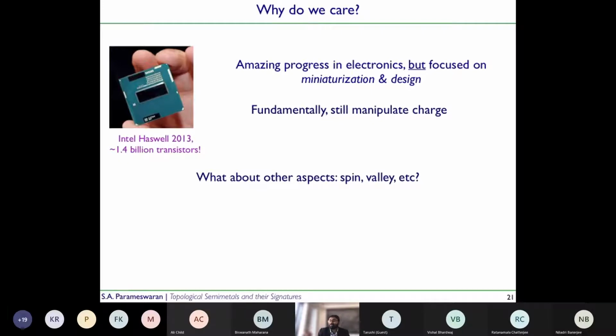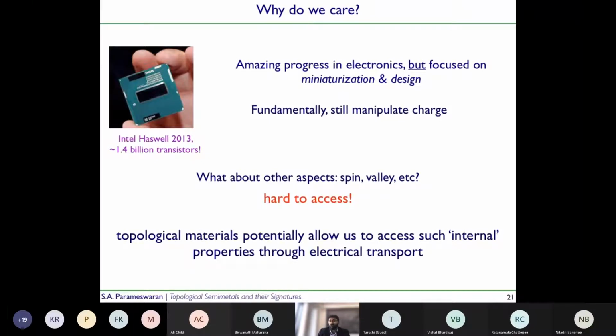But we know that there are other aspects of semiconductor devices. Electrons carry spin, they carry valley quantum numbers, they carry a lot of other quantum numbers in semiconductor materials. And we've not really made much progress in coming up with ways to manipulate them, basically because they're very hard to access. What topological materials might do is allow us to use charge properties to convert charge responses into valley or spin degrees of freedom, and then read in and read out. Once you've injected information into charge and valley, maybe the way we control the flow of that could be done in more creative ways.